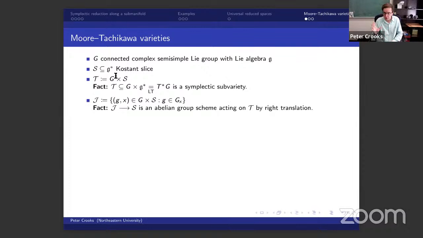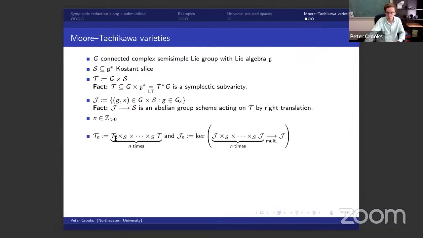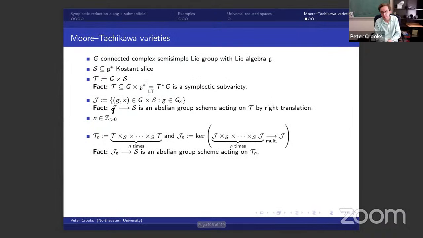Okay. Now, an extra thing that I'm going to fix is just a positive integer n. Then T sits as a scheme over S, and I'm going to denote by T sub n the n-fold fibered product of T over S, just like that. Now, I'm going to do the same thing for the universal centralizer J. I'm going to take its n-fold Cartesian product as a scheme over S. But then I have a fiber-wise multiplication map from this space to the universal centralizer, and I'd like to take the kernel of that. I'm going to call that result J sub n. And the fact that J is an abelian group scheme that's acting on T is going to manifest as this J_n being an abelian group scheme acting on this T sub n, like that.